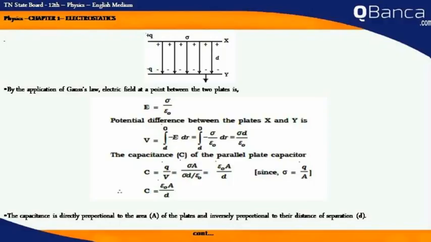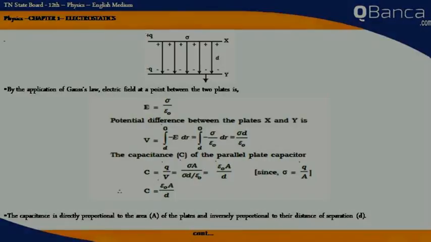The potential difference between the two plates is V equal to sigma d by epsilon naught. The capacitance of the parallel plate capacitor is C equal to epsilon naught A by d. The capacitance is directly proportional to the area A of plates and inversely proportional to their distance of separation.